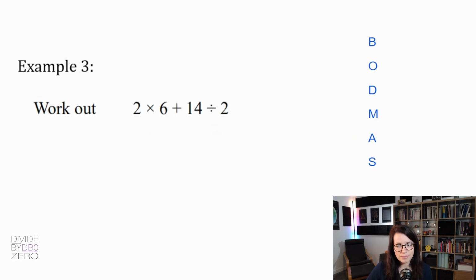Example 3, 2 times 6 plus 14 divided by 2. Now we've got 3 different operations here, but again, division and multiplication always come before addition and subtraction. So we need to deal with those first. You can do them in any order, but I'm just going to start with the 2 times 6 because it's in the front. So 2 times 6 is 12. 14 divided by 2 is 7. So now we've got 12 plus 7, which equals 19.